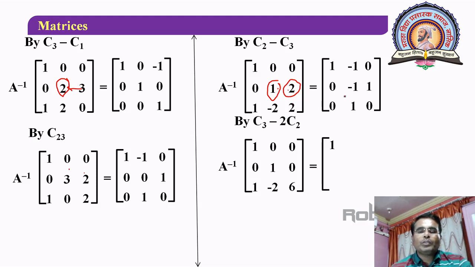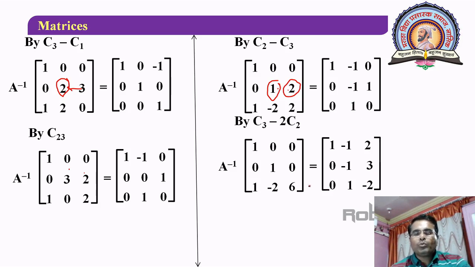Then the same transformation on the right hand side, first column 1, 0, 0 as it is. Then second column minus 1, 1 as it is. But here 0 minus of minus 2, that is plus 2. 1 minus of minus 2 plus 2, that is 1 plus 2, it is 3. And 0 minus of 2 into 1, that is minus 2. This is your resultant. Now you have to make this 1.